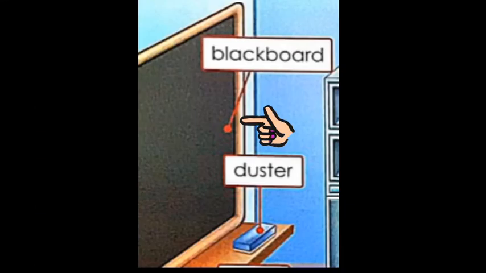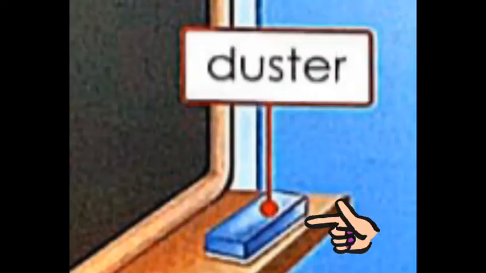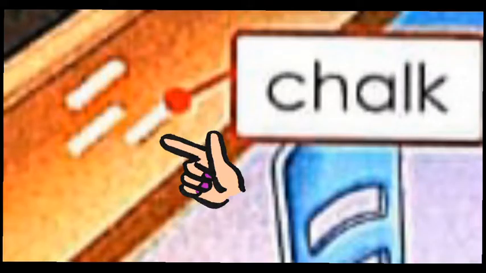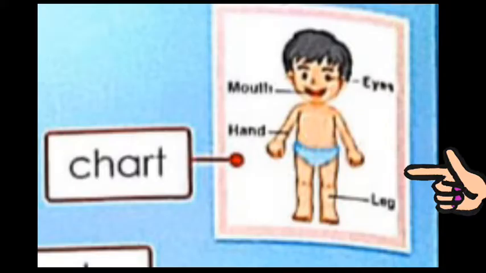This is a blackboard. It is a writing surface where teacher writes or draws. This is a duster. It is used for cleaning the blackboard. These are chalks. Chalk is used to write or draw on the blackboard. This is a chart. They are used for easy understanding of various topics like fruits, vegetables, body parts, etc.